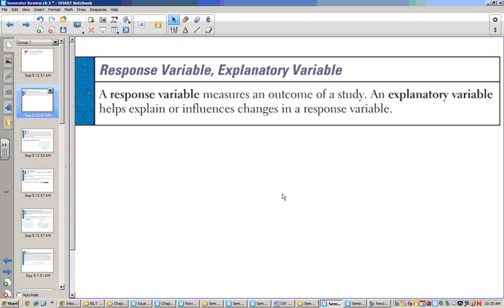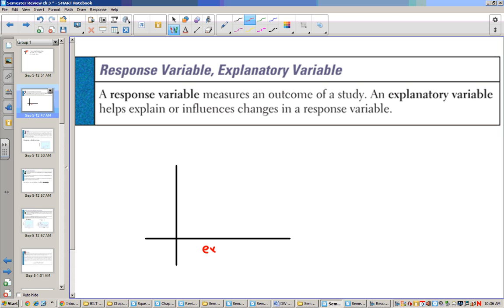All right, so starting up, we need to know that the response variable measures the outcome of the study, and the explanatory variable helps us explain, or influences change in, the response variable. Usually, the explanatory is the x, and the response is on your y-axis.